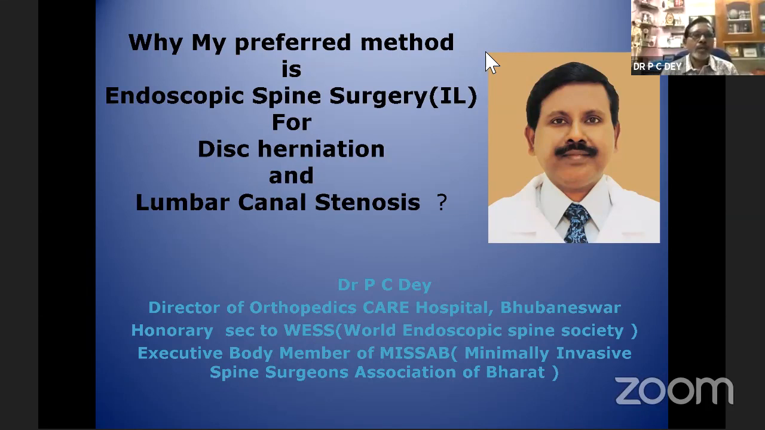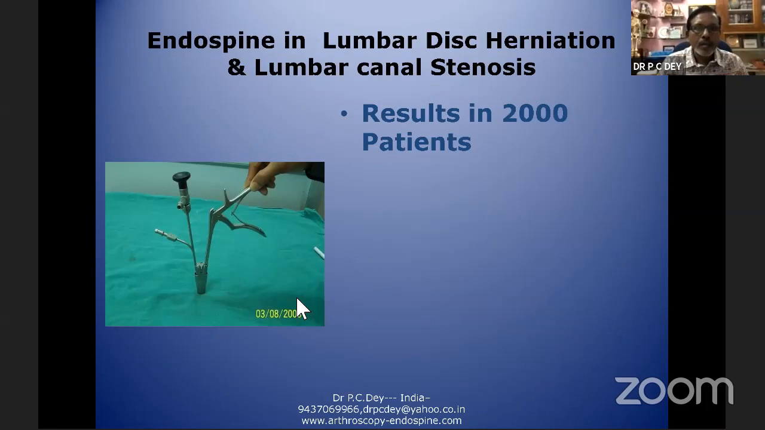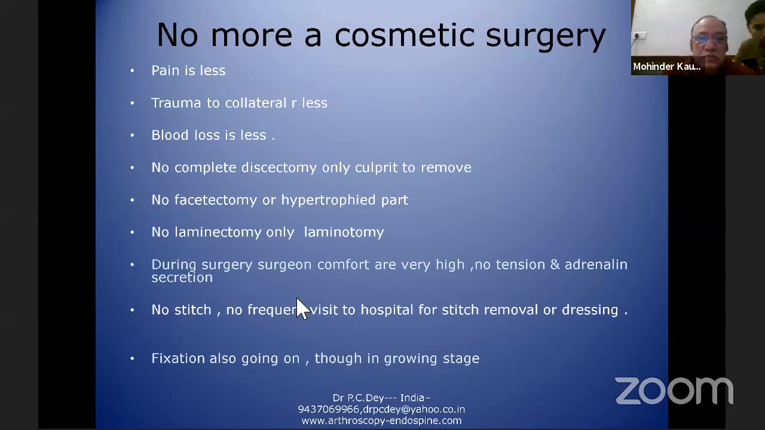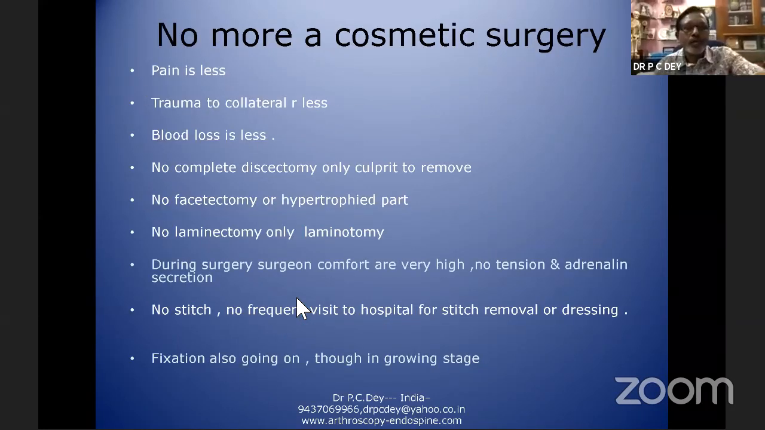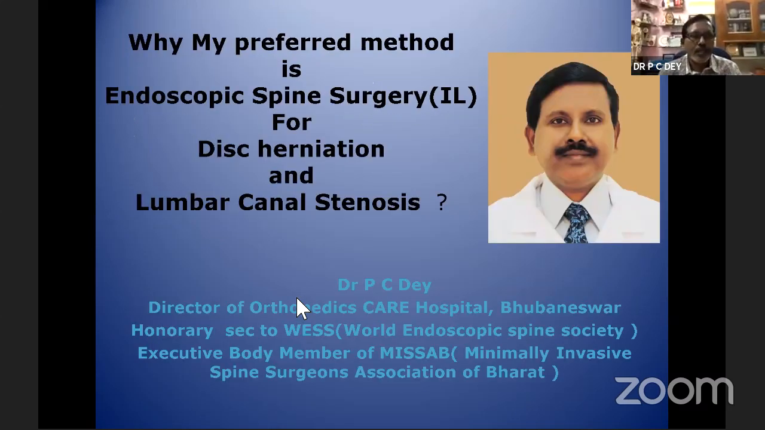Yes. Okay, so this is just a little bit about the interlaminar endoscopic spine surgery, why I prefer this technique for disc herniation and canal stenosis. Talking about principles also. This is why it is no more a cosmetic surgery.